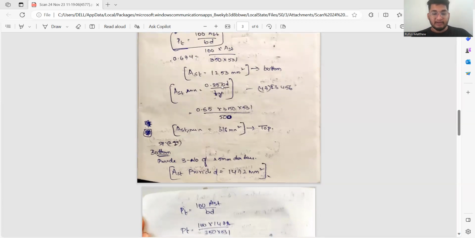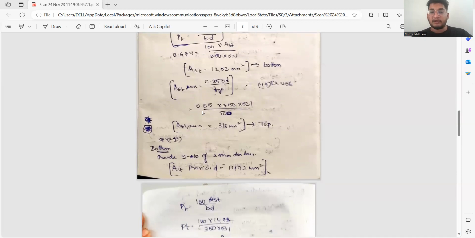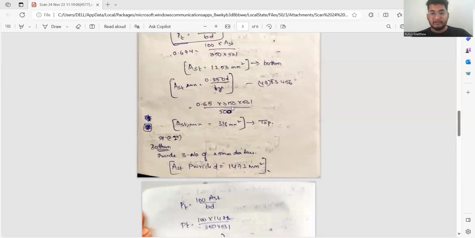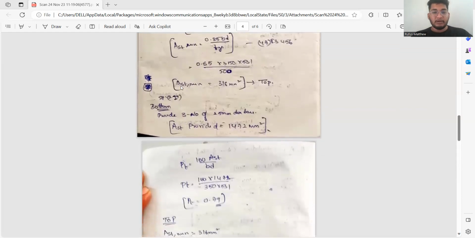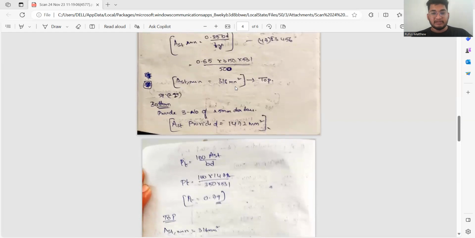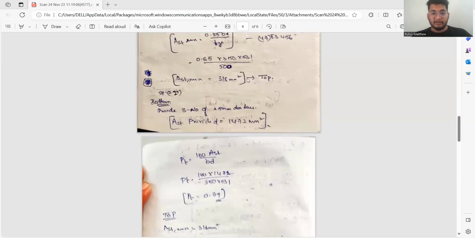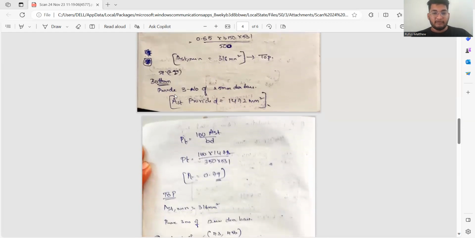We have a formula here which is in IS 456 page number 47. 0.85 BD by FY is the formula. So substituting the values of 0.85 into B and D, 350 and 531 respectively, by 500. FY is 500. So AST minimum equal to 316 mm square is what we got. That is the top value.